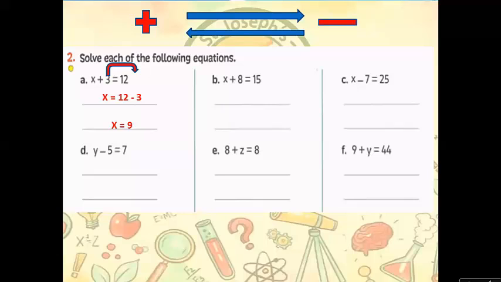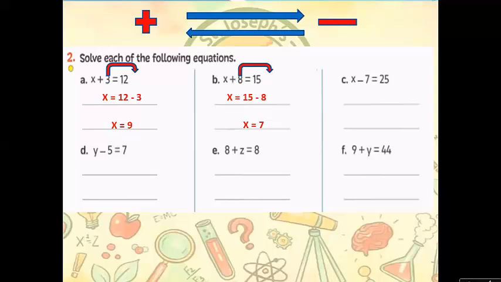Letter B, x plus 8 equals 15. We want to know the value of x, the unknown variable. So I'm going to put 8 outside and change its sign. x equals 15 minus 8, so x equals 7.